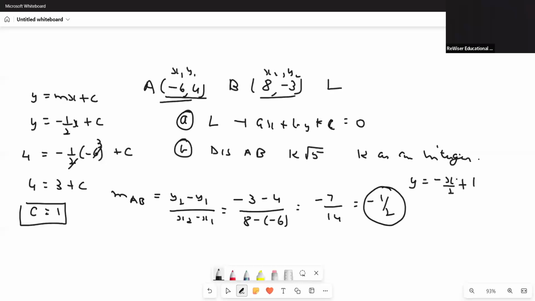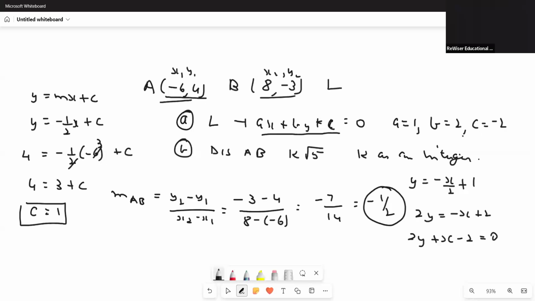Any doubts so far, Valencia? No, sir. Now I can simply take up an LCM. So it becomes 2y, right? Equals to minus x plus 2, right? So that means it becomes 2y plus x minus 2 equals to 0 and is the form of ax plus by plus c. So I'll compare. So the value of a is 1, right? The value of b is 2 and the value of c is minus 2. Perfectly understood, Valencia. Please note this down.